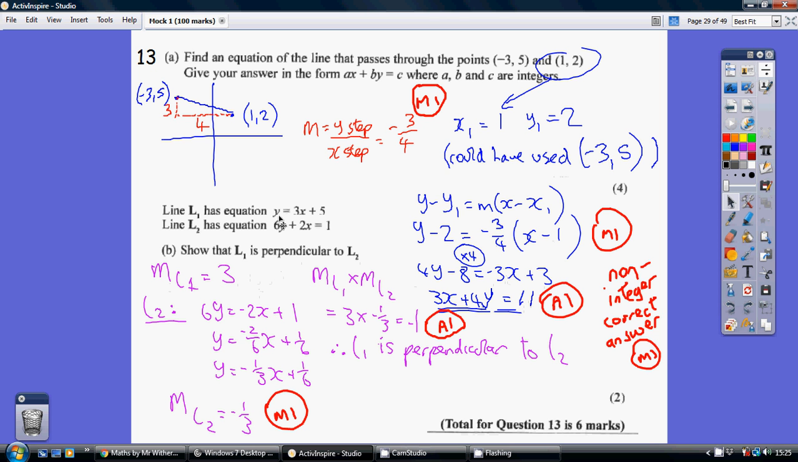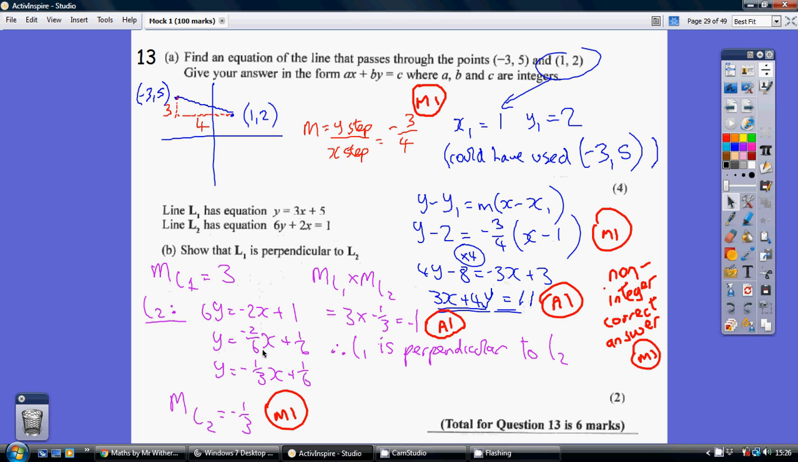For line L1, it's dead easy, because this is already in y equals mx plus c format. Our gradient, m, is 3. Now for L2, we've got to rearrange it to get it into y equals mx plus c format. We only want the y's on the left hand side, so we take away 2x from both sides. So at that point we've got 6y equals minus 2x plus 1. But we don't want 6y, we want y, so we divide through by 6.